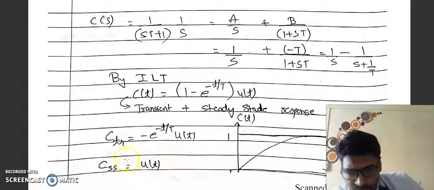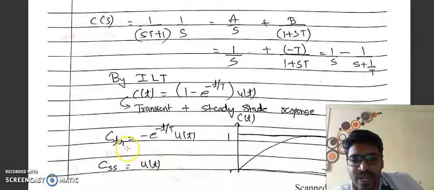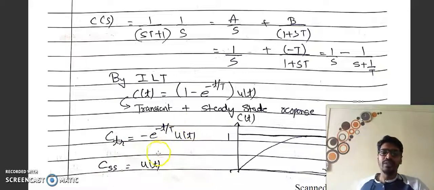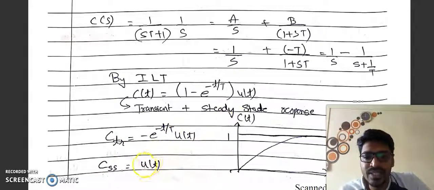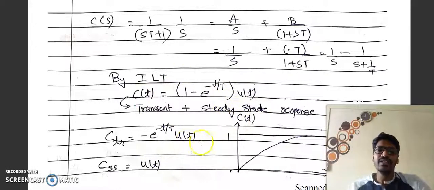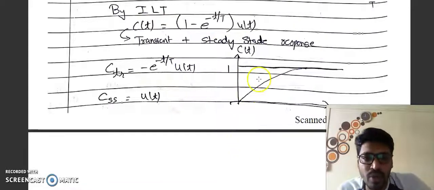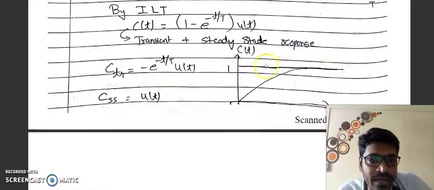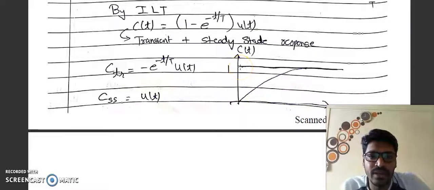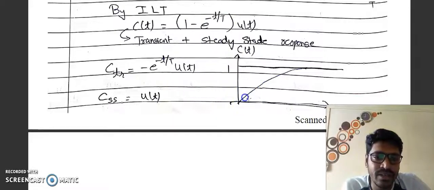So the steady state response is u of t, and the transient part will be e raised to minus t by tau u of t. We need to remove the steady state response from this complete response. Whatever remaining is there, that is your transient response. If you observe from this plot also, this was the input, and the output is nothing but 1 minus e raised to minus t by tau. So this blue color line is the response of the system.